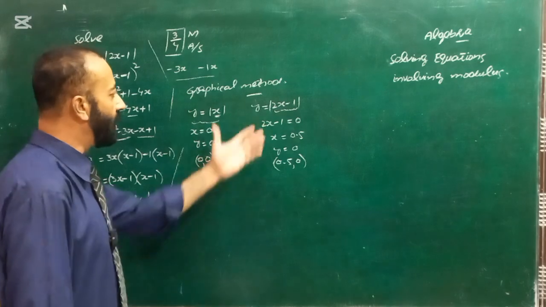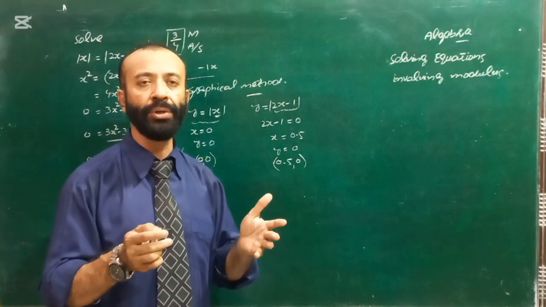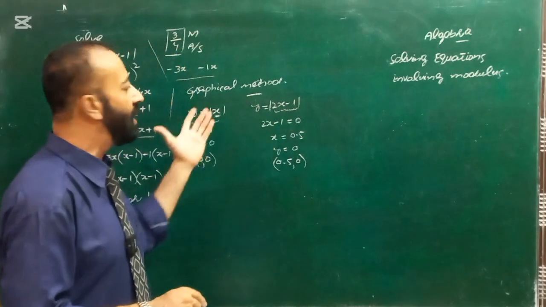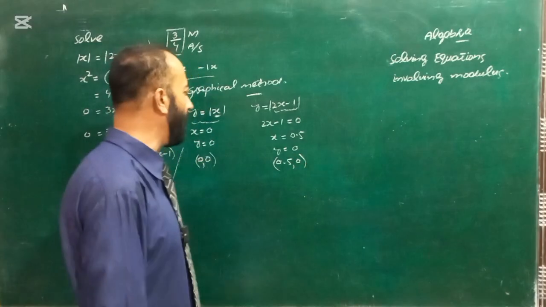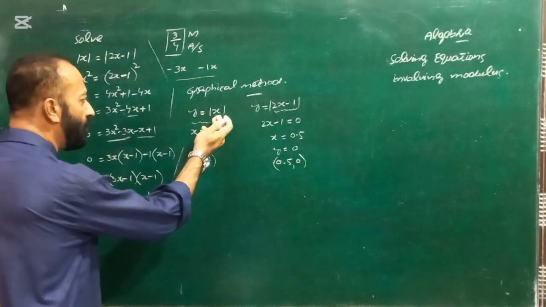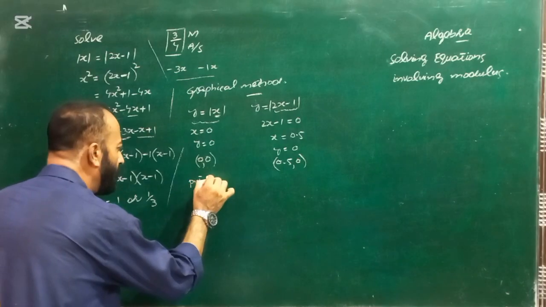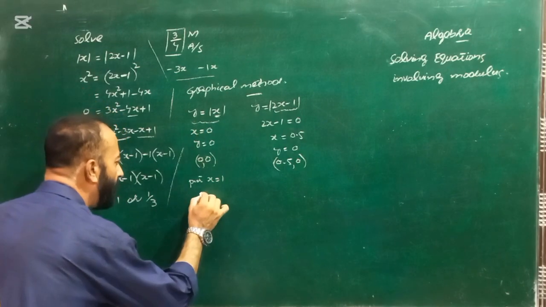Okay, other than the vertex, you need at least one point for both of the graphs on the sides of the vertex point. So put one over here. So look now, put x equal to 1. So y will be equal to plus or minus 1.